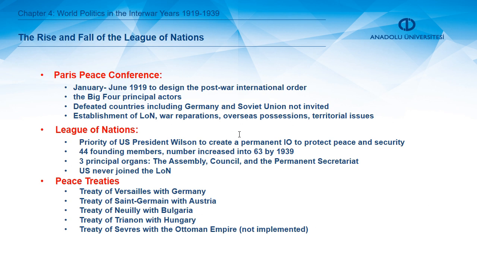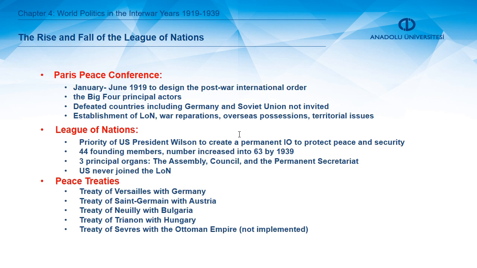Defeated countries were not invited to the conference, including Germany and the Soviet Union. Of course, the Soviet Union was not a defeated country, but still, after the Bolshevik Revolution, it was not invited to the Paris Peace Conference. So this was considered one of the main weaknesses of the Paris Peace Conference. And also there were some important topics, such as the establishment of the League of Nations, war reparations, overseas possessions of defeated countries, and territorial issues in Europe.